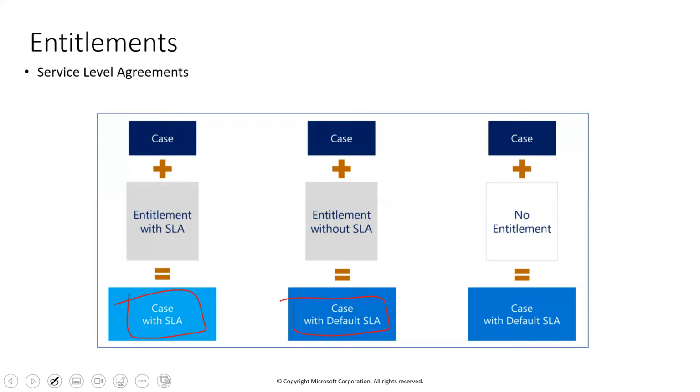Then if we have the case created, but we do not have any entitlement or any SLAs itself, in that scenario we will get the output as case with default SLA. So in these two areas, the result is always going to be the same. The difference is entitlement will never affect my SLA condition. Only the SLA can be affected in that scenario once we have created the custom SLA for that customer also.